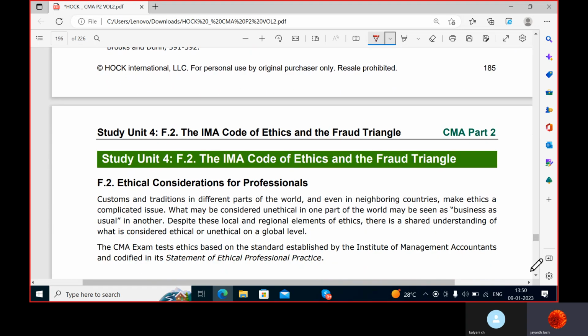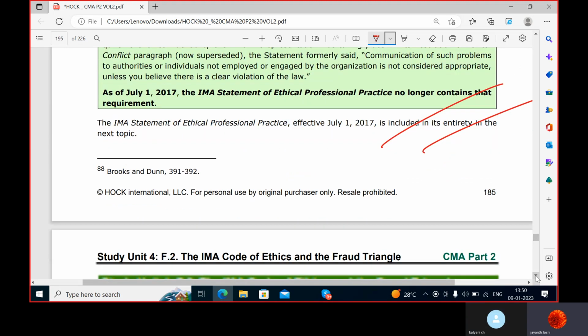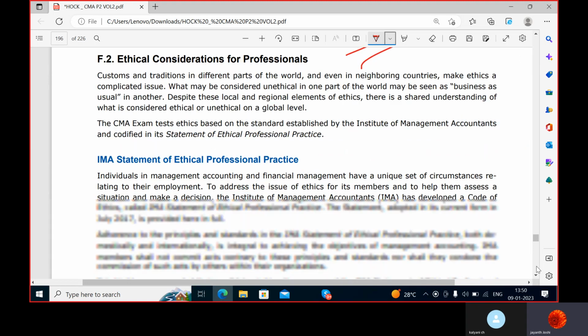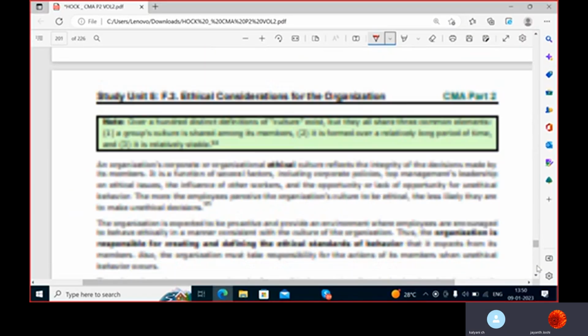Fine. This is the end of this chapter. We will start the next chapter tomorrow in the next class, that is IMA Code of Ethics and Fraud Triangle. So I think in 3 more sessions I want to wind up this particular ethics chapter unit completely.